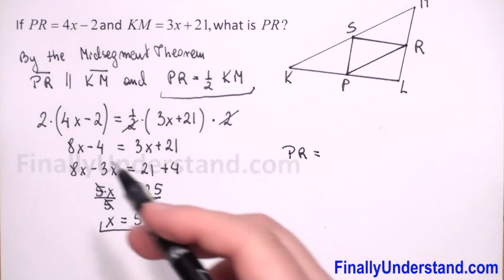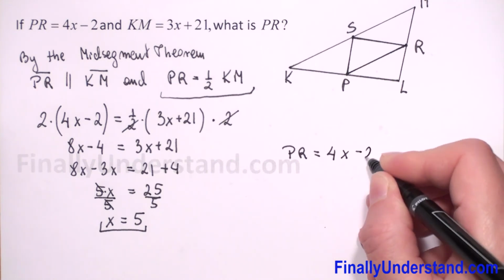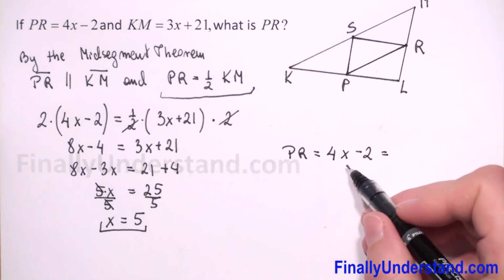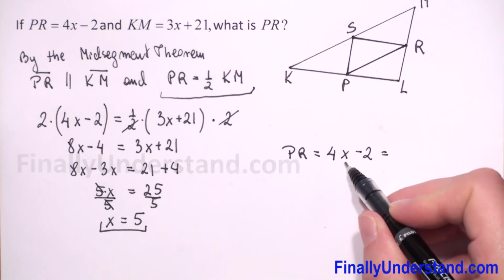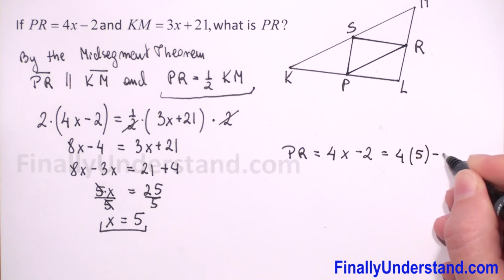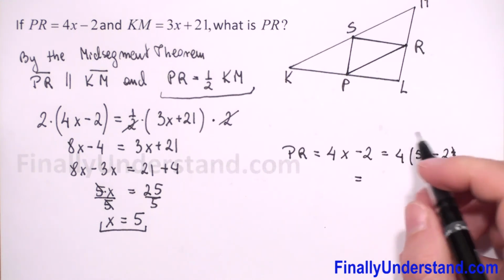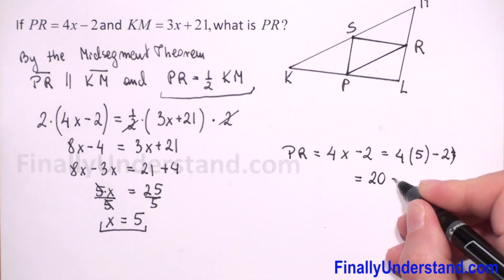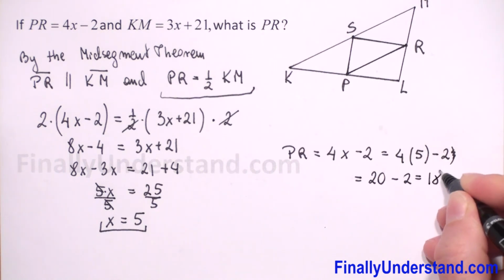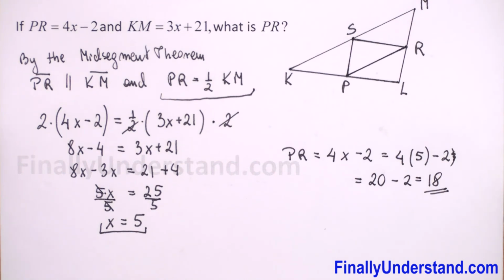PR is given by the expression 4x minus 2. So this is equal, I will substitute x now by 5. So 4 we have to copy, times 5 minus 2. We don't need this parenthesis. So this is equal, 4 times 5 is 20, minus 2 is equal to 18. So this is my solution. We found PR.